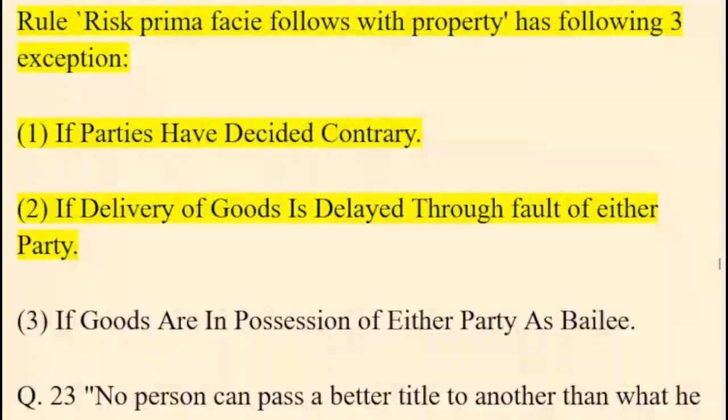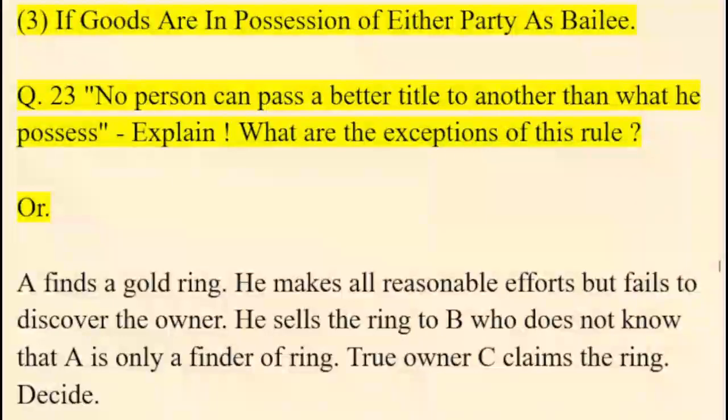The rule that risk prima facie follows property has the following three exceptions. 1. If the parties have decided contrary. 2. If delivery of goods is delayed through the fault of either party. 3. If the goods are in possession of either party as bailee.